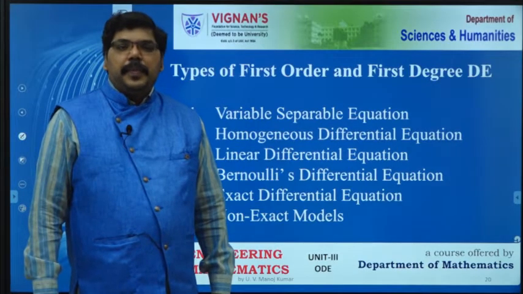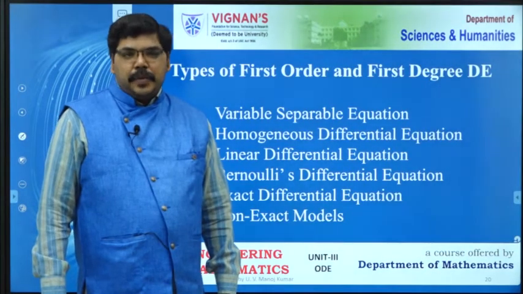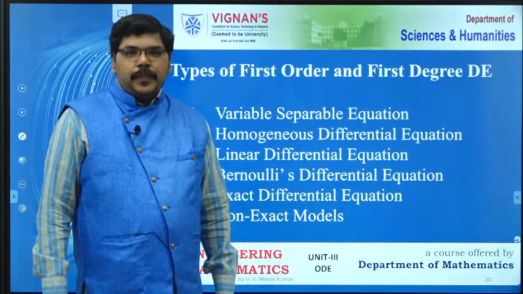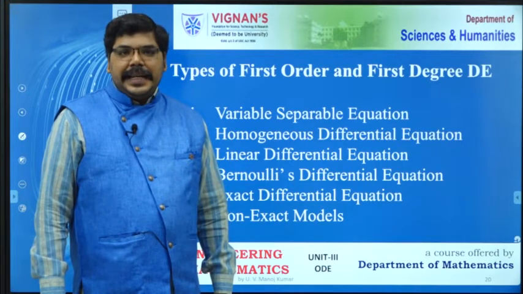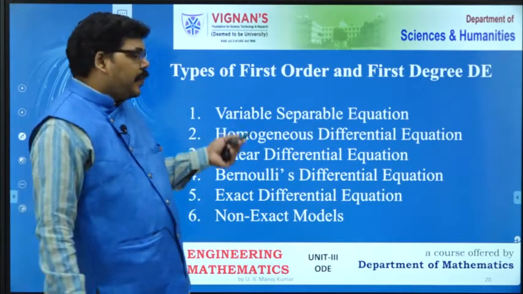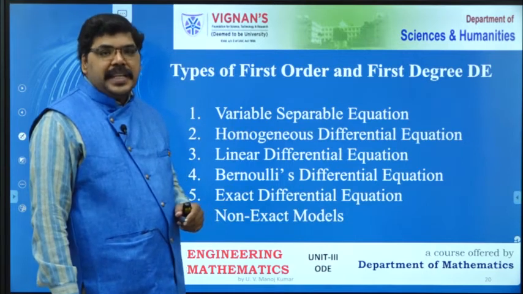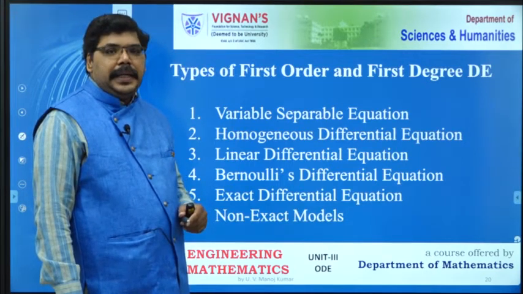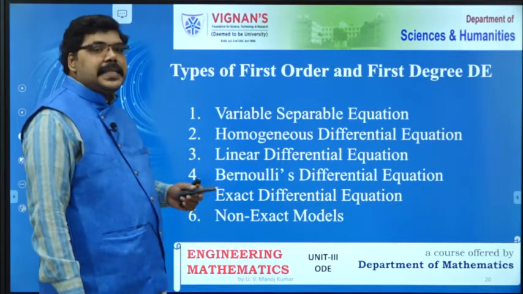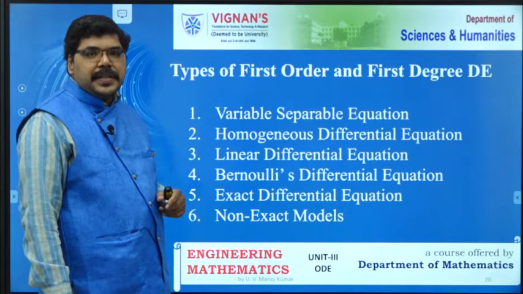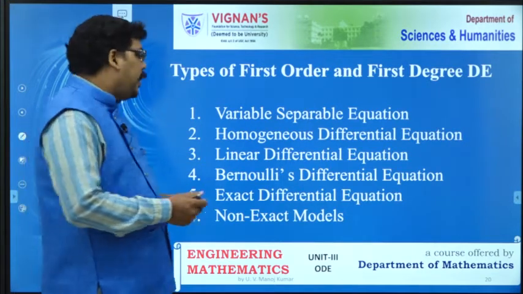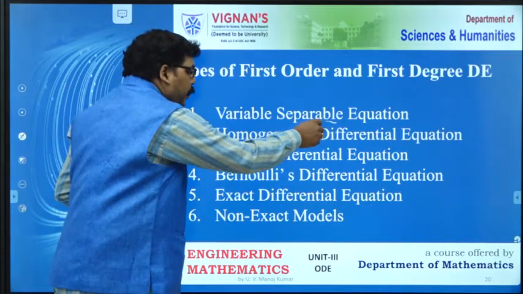Welcome. In the previous class, we were discussing differential equations. In our unit 3, we have first order, first degree differential equations, and we will discuss the following types: variable separable, homogeneous, linear, Bernoulli, exact and non-exact types. So we cover these 6 types of first order, first degree differential equations in our unit. Now let us see the first topic, variables separable.